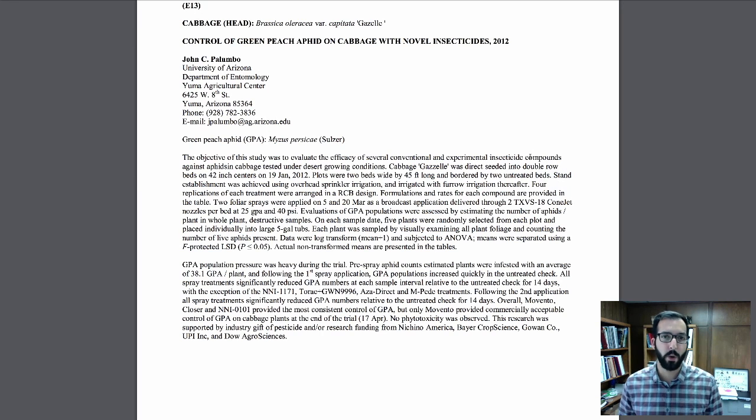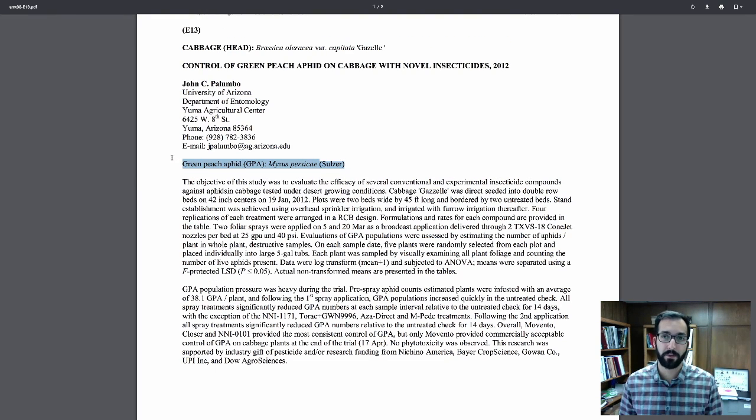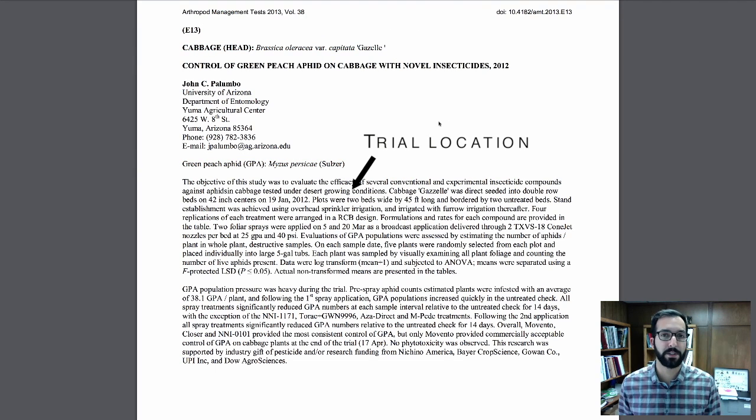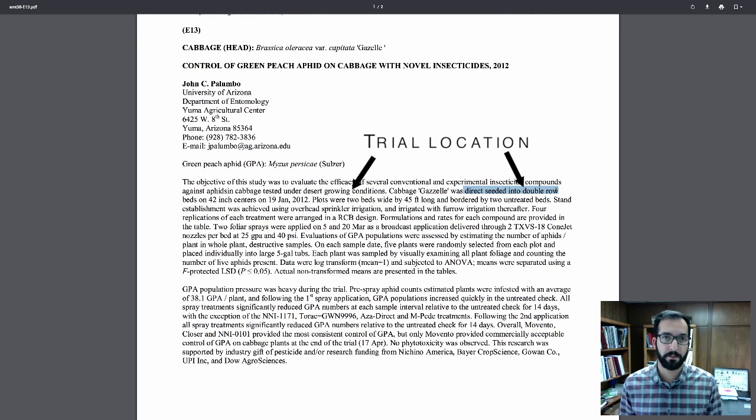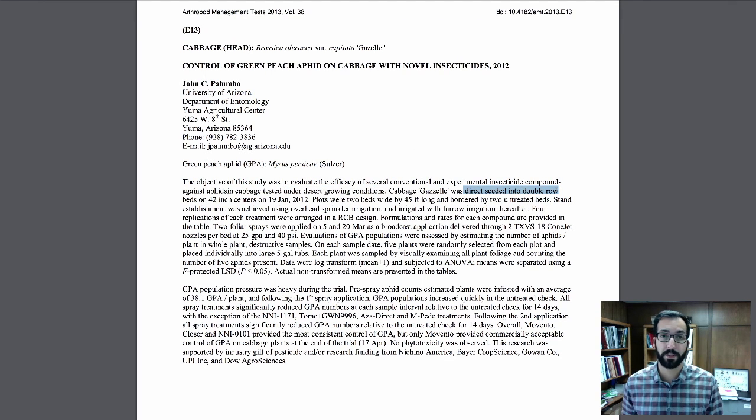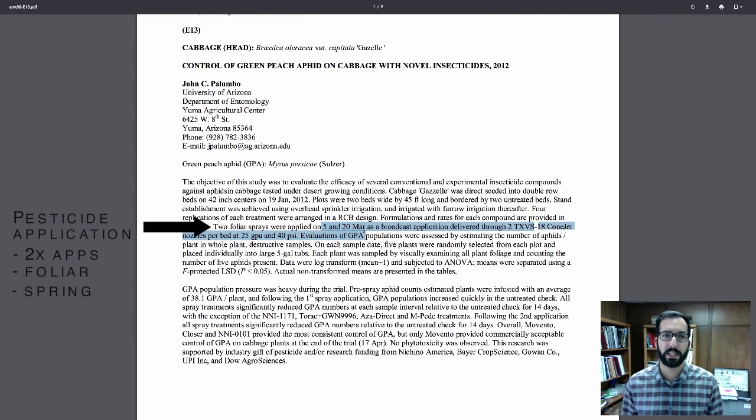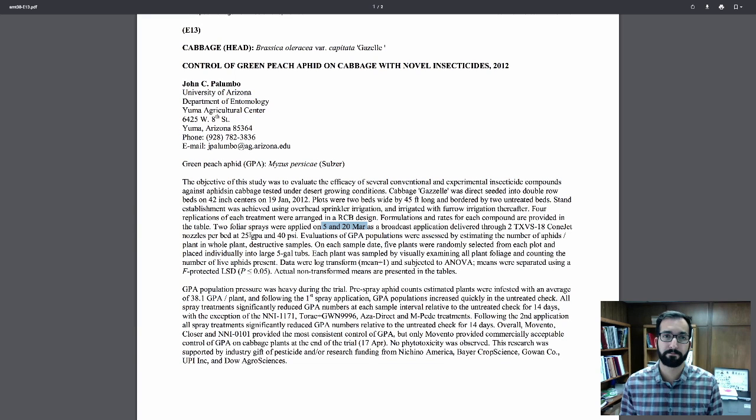The pest species and host plant are always described just above the first paragraph and near the top of the page, respectively. The study was conducted in desert growing conditions, with cabbage seeded into double row beds. This tells us something about the humidity levels in the area as well. The pesticides were all applied twice as foliar applications on March 5th and 20th, using the specified cone jet nozzle at 25 gallons per acre and 40 psi.